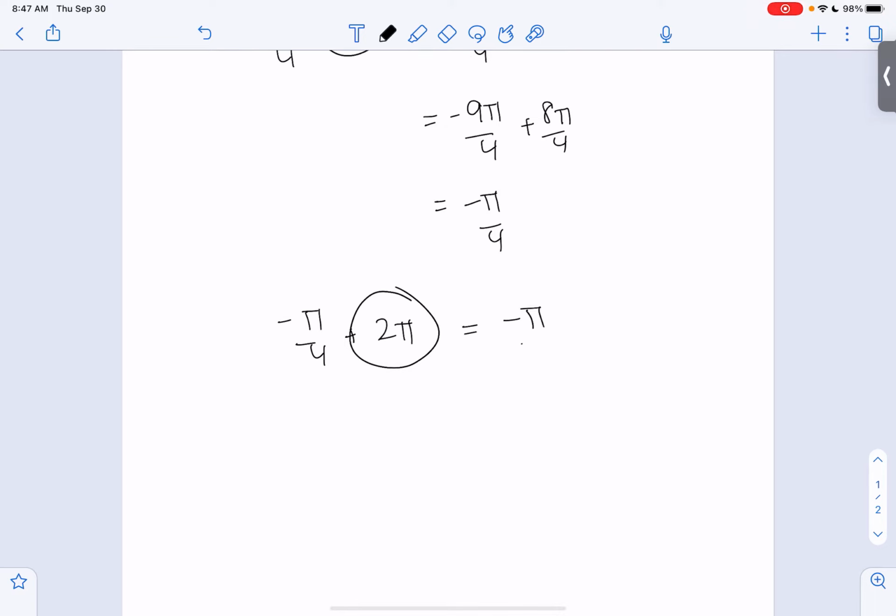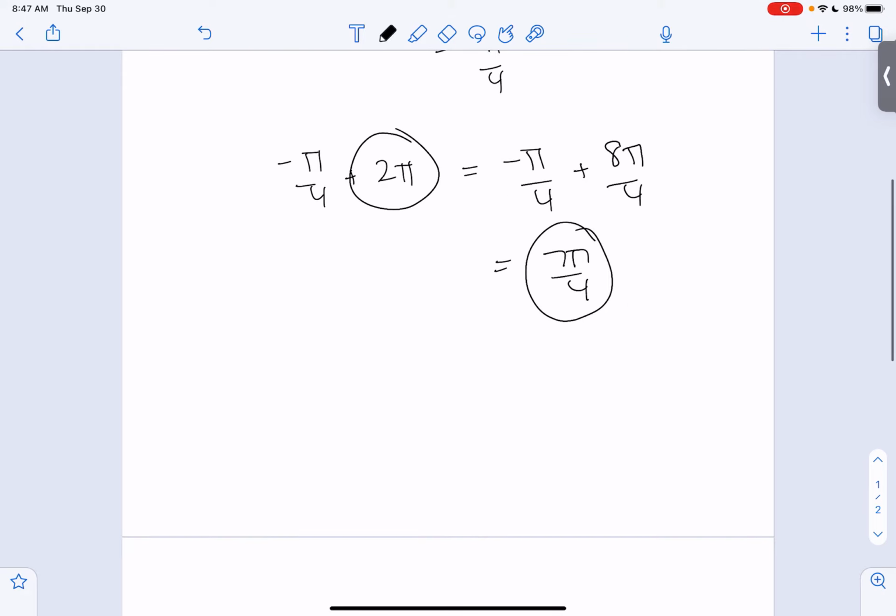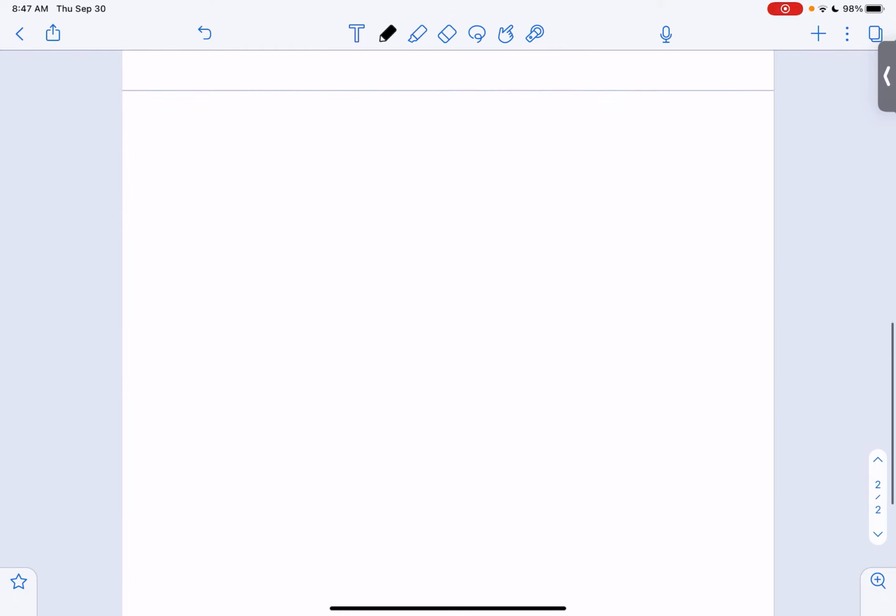And then we'll do the visual version after. So that'll be plus 8 pi over 4. And we get 7 pi over 4. So this is my coterminal angle because it's between 0 and 2 pi. For those of you who are visual, let's see how this works.